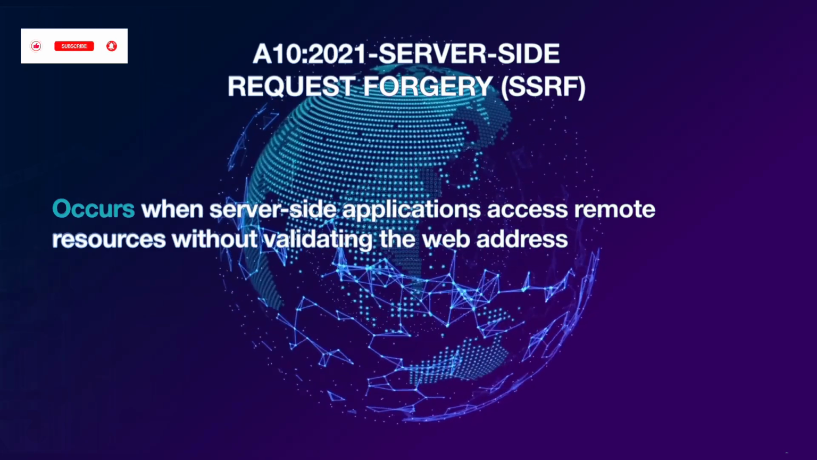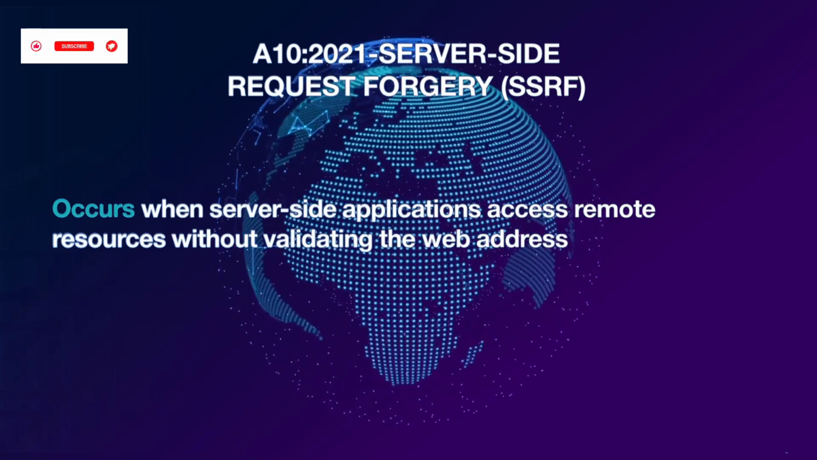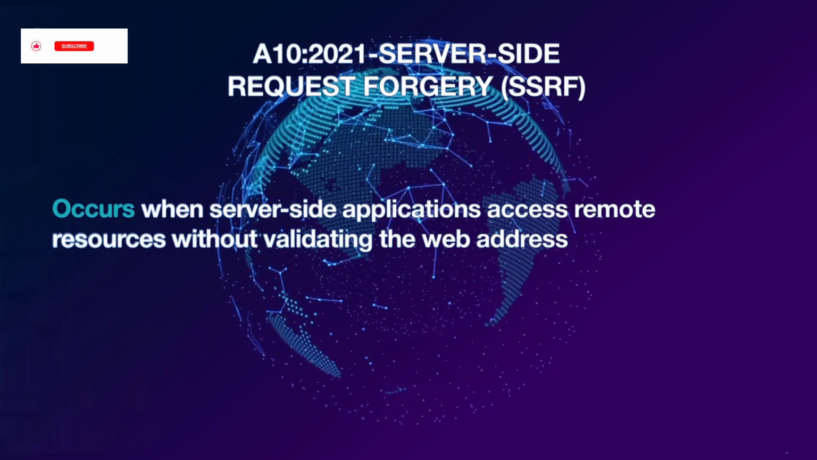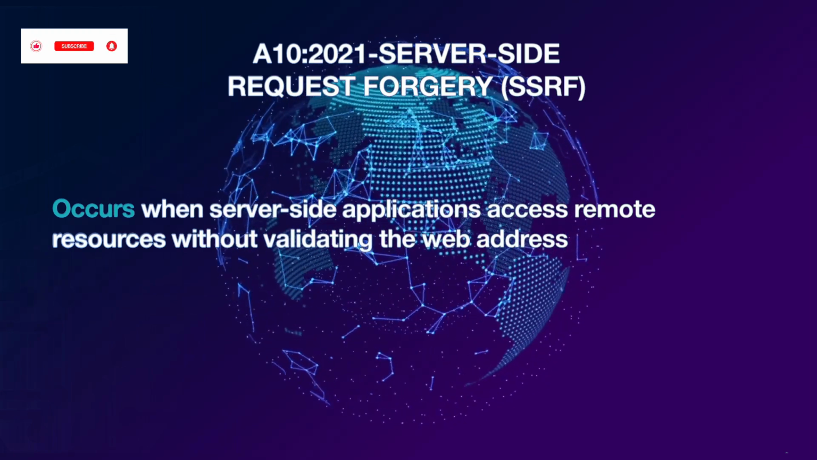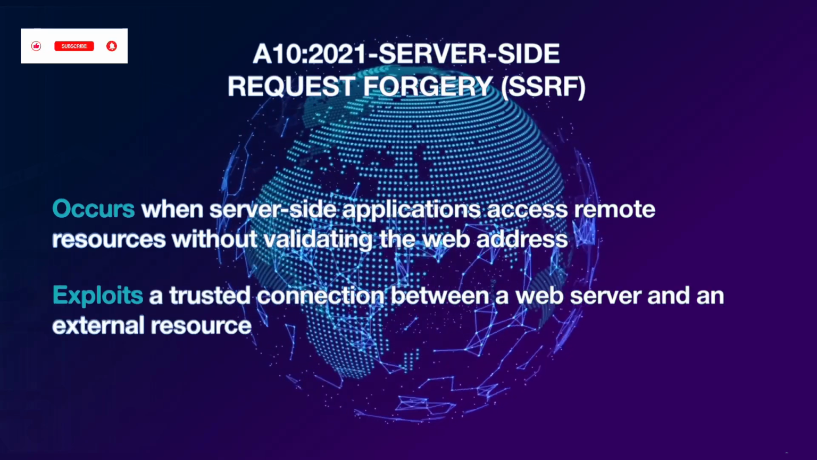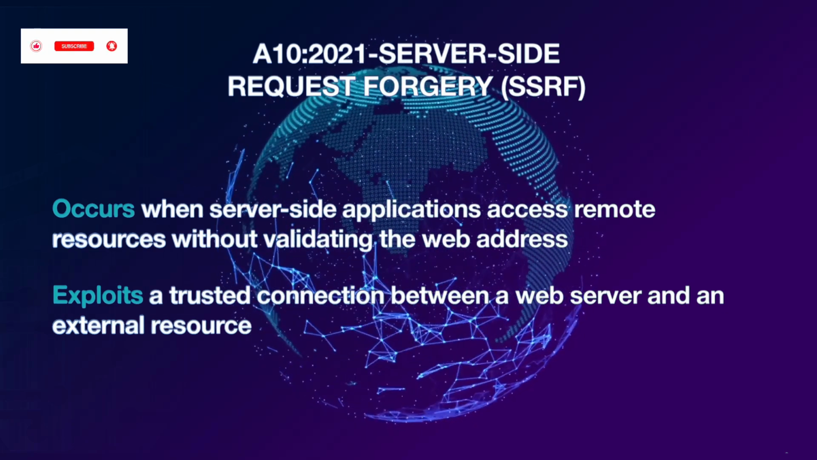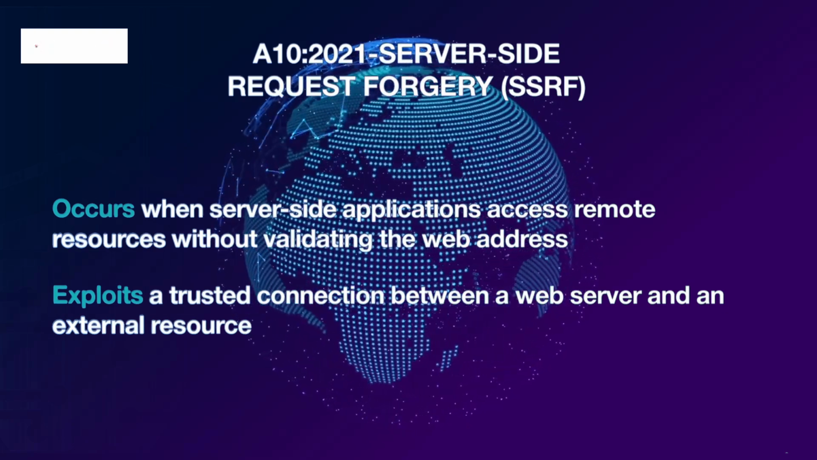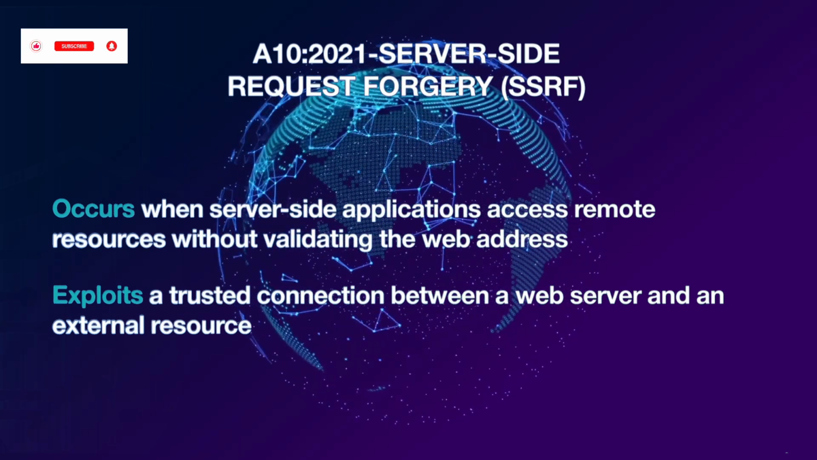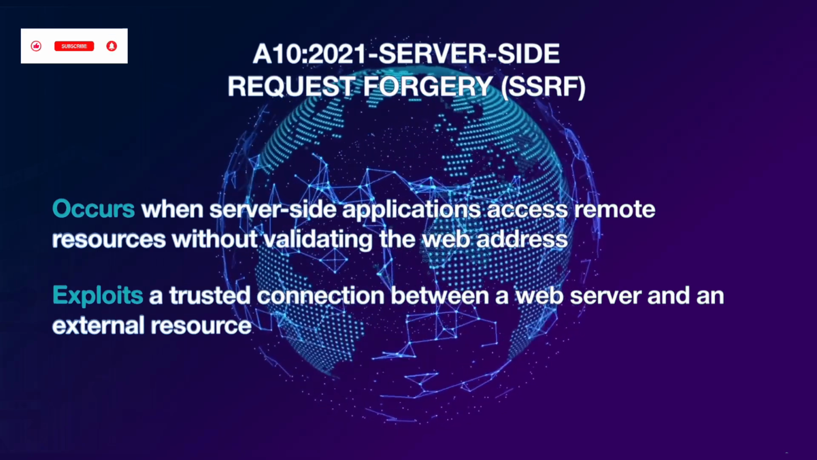And that takes us to number 10, which is server-side request forgery, also called an SSRF attack. This occurs when a server-side application accesses remote resources without validating the web address. So that sounds bad, and it is. This will exploit a trusted connection between the web server and external resources. This is a lot like a cross-site scripting attack, but there are a few differences happening here. Really, what we are targeting is the web address, or the uniform resource locator, the URL.